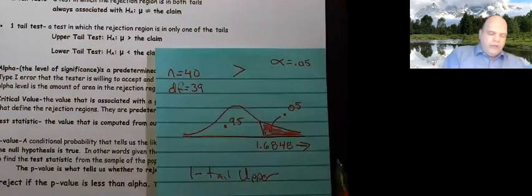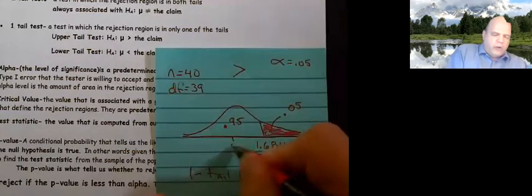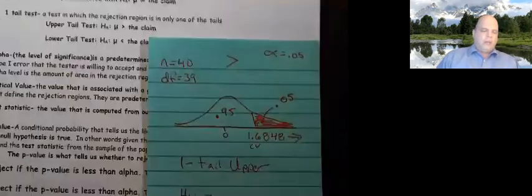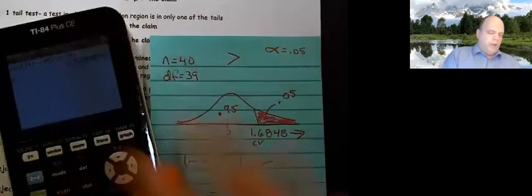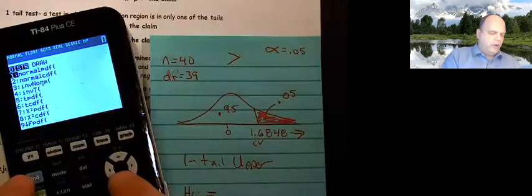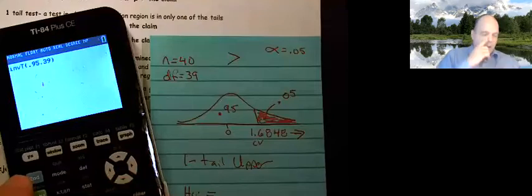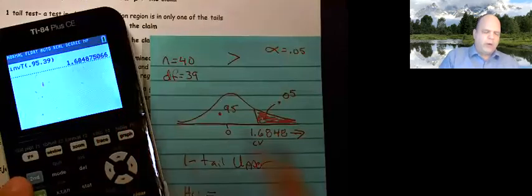Now, this is my critical value number. Again, it's a t statistic centered on 0. And you're probably wondering where I got that from. Well, remember the calculator works from left to right. So second vars, inverse t, and I'm going to use 0.95, degrees of freedom 39. And I end up getting 1.6848.